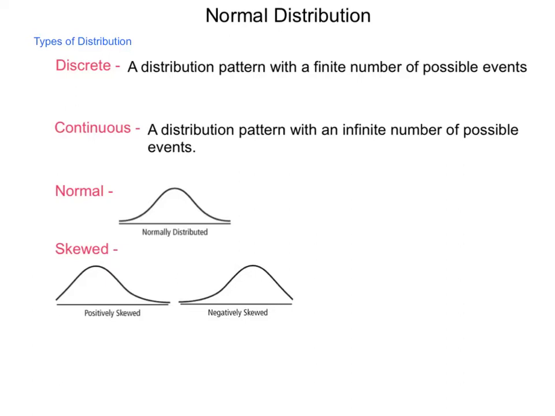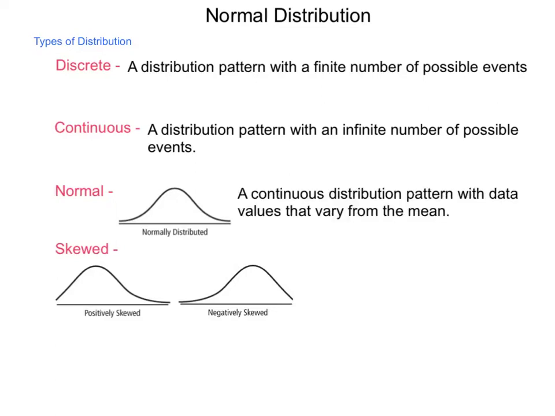Now, with a discrete distribution pattern, if your number of events that are happening is large enough, it will start to behave like a continuous one and you can make an approximation. But in this lesson, we're going to be looking specifically at a continuous distribution pattern. Specifically, we're going to be looking at the normal distribution pattern. This pattern is a continuous distribution pattern with data values that vary from the mean.